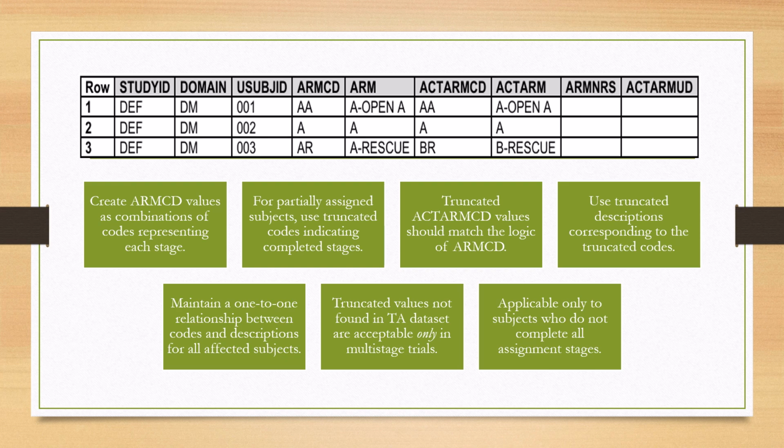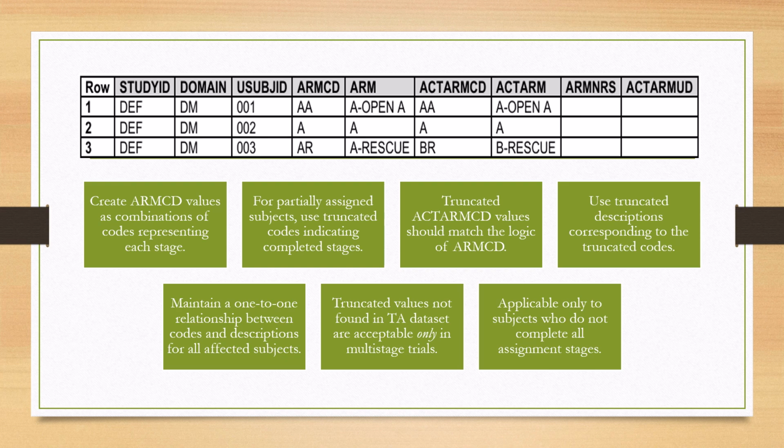ARM, actual ARM code, and the ARM code must be populated with the values from the TA dataset. You can see that we are not populating the AA or the AR ARM code for these values, which are the planned arms for this study and are the values which you will find in your TA dataset.